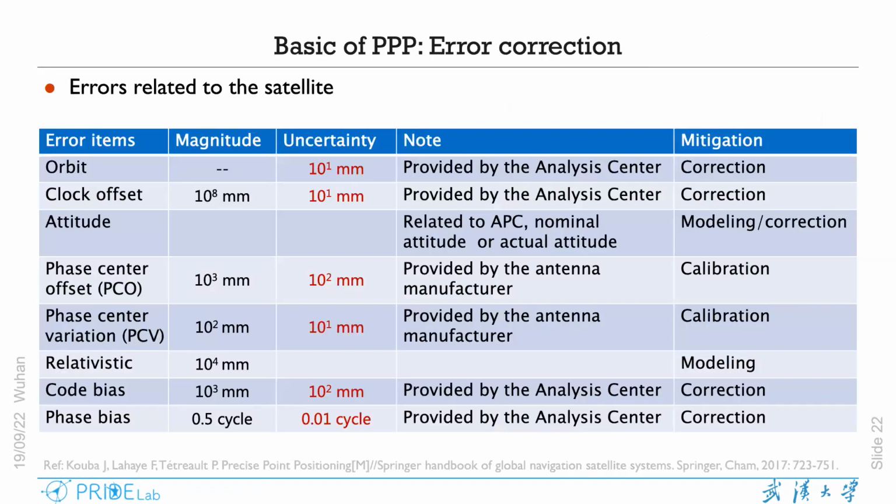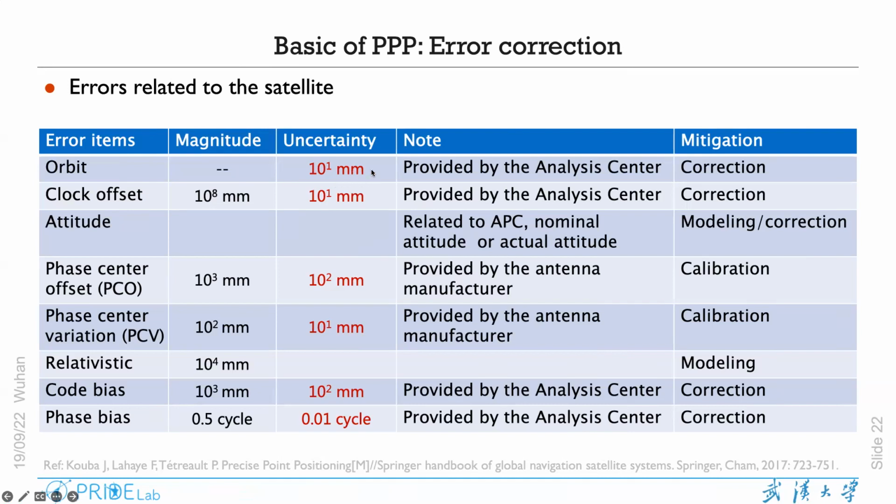All right, so we mentioned a lot about the errors within the PPP processing. The first one is the errors related to the satellite. This is a table listing all of the errors related to satellite orbits, clocks, attitude, phase center offset, relativistic errors, and the code bias and phase bias from the satellites. So we can pay attention to the uncertainty or the errors of these items. Nowadays we can determine the orbits as precisely as 1 centimeter, or 10 millimeters. So this is very high precision.